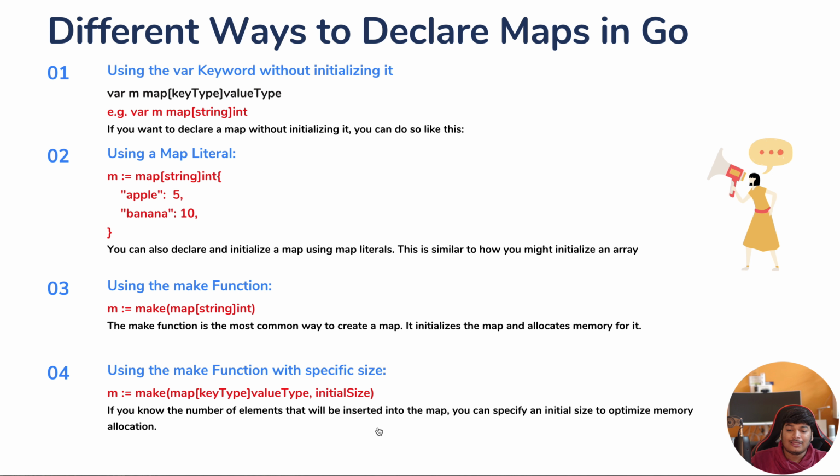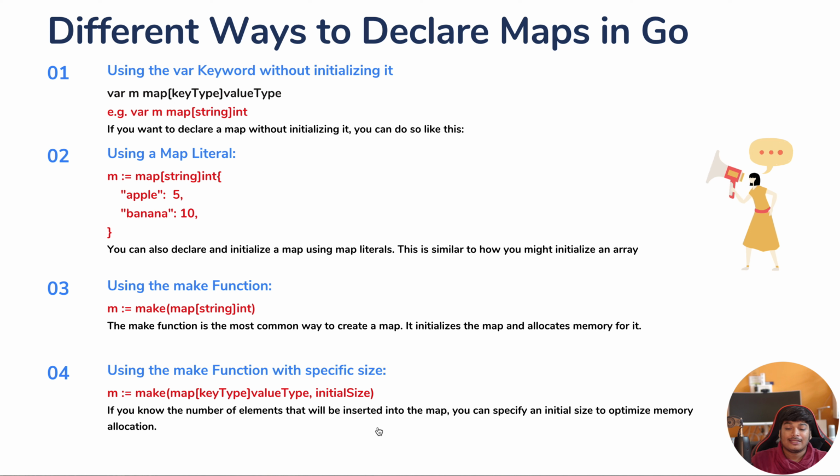Then using a map literal. For example, m colon equals, which is the shorthand declaration, then map, and inside square brackets the key data type, which will be string, and after the closing bracket, int will be the value type. And inside the curly brackets we mention the internal keys and values. For example, apple is the key and the value is 5. Banana is the key, which is string type, and the value is 10, which is integer type.